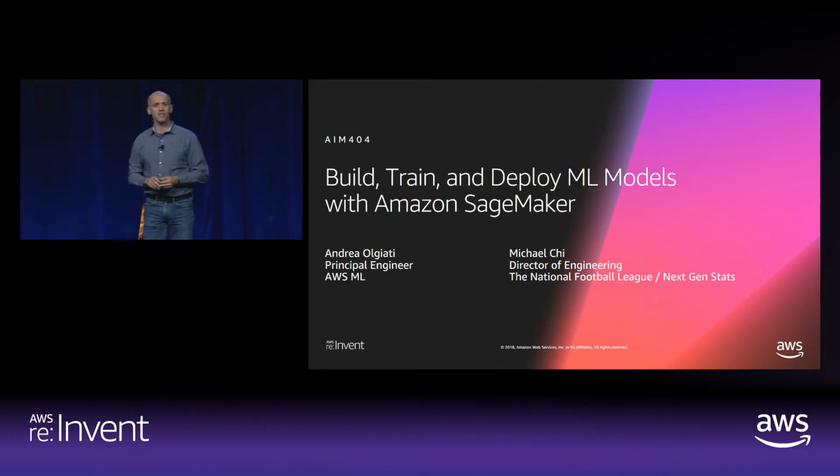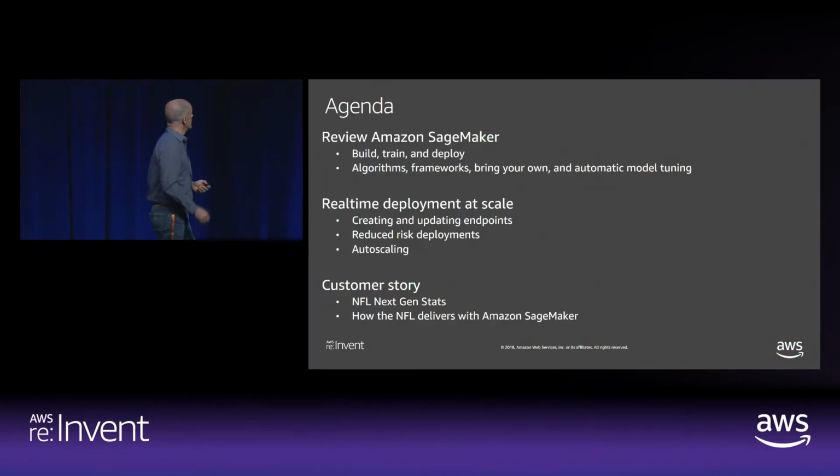We're going to be talking about machine learning, and we will be talking about Amazon SageMaker and how to build, train, and deploy ML models. We're going to be having a brief review of SageMaker, what it is, what it does, how it works. And we will describe the various ways in which customers like you can use Amazon SageMaker. We'll be talking about deployments and how to take machine learning models and deploy them at scale.